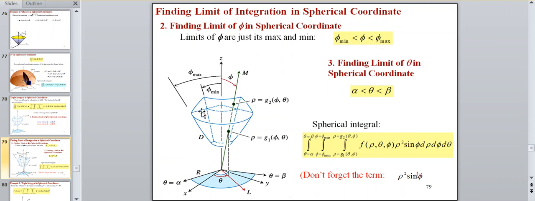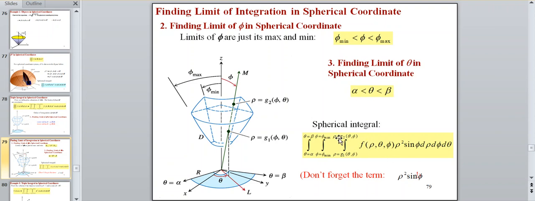Then you look at the image of region D on the xy plane, which is a two-dimensional region, let's say R. Then you have to see what is the minimum and maximum amount for theta to cover the region R here. This region R is the image of D on the xy plane. So to cover the image of region D on the xy plane, theta must move from alpha to beta. So we have theta between alpha and beta, or theta is from alpha to beta.